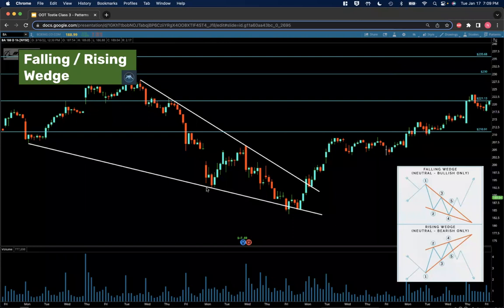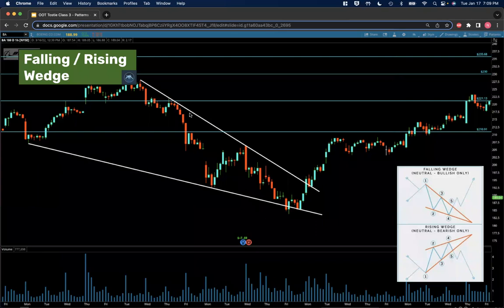So notice how the difference between the highs and the lows just becomes tighter and tighter. And that shows, although sellers are setting new lows, they're becoming weaker, right? And it's the exact opposite in the rising wedge. Although buyers are setting new highs, they're becoming weaker, right?